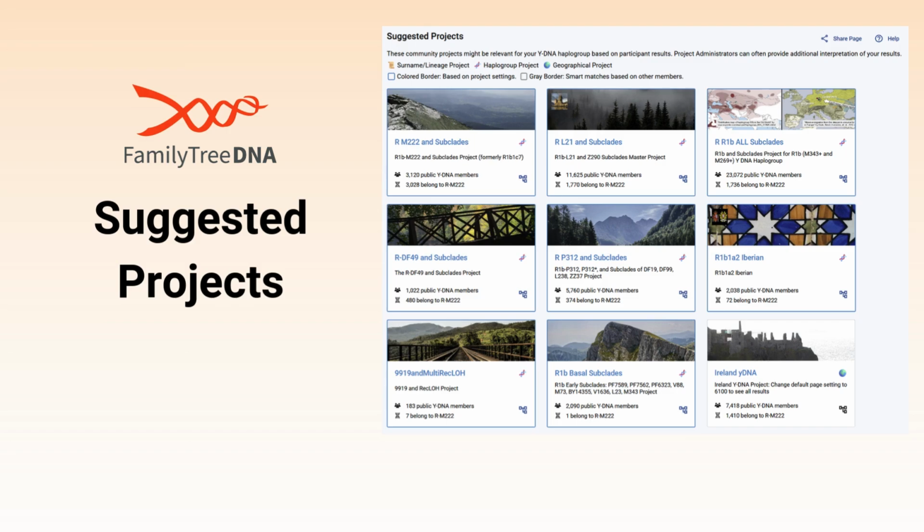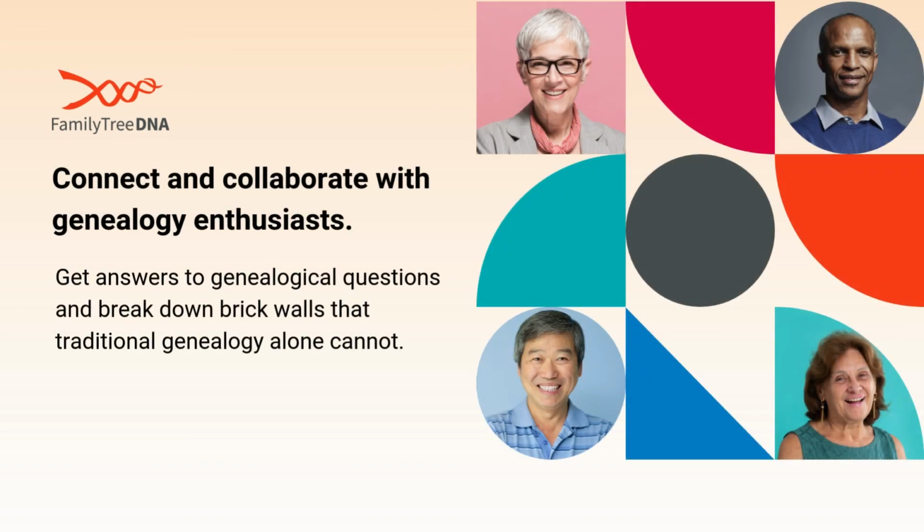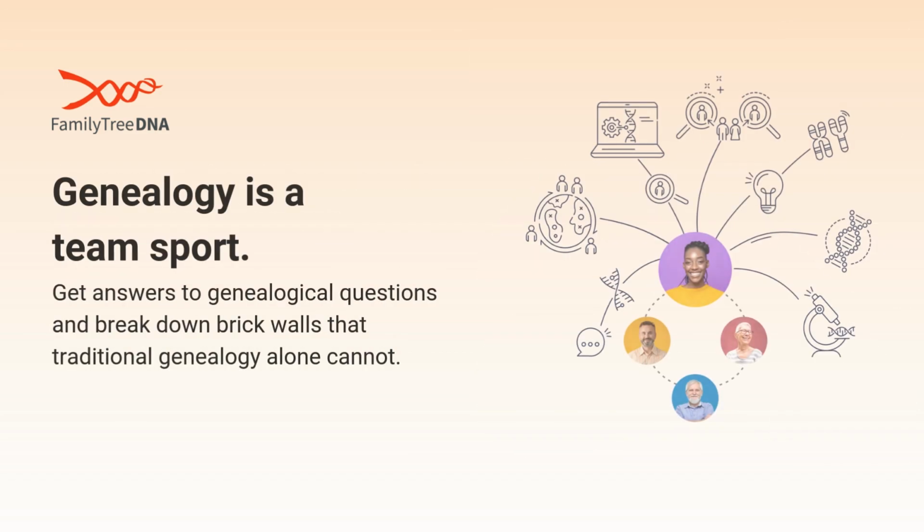The suggested projects feature points you toward FamilyTreeDNA's collaborative research communities that match your specific lineages. These are volunteer-run groups organized around different research categories. And so when you view this feature in Discover, you'll see recommendations for which communities include other people who share your genetic signature. This is valuable because these groups have dedicated administrators who've spent years analyzing research patterns within specific lineages and can help interpret your results.